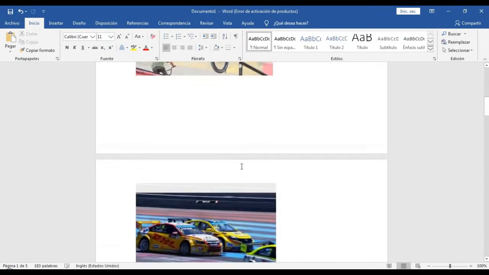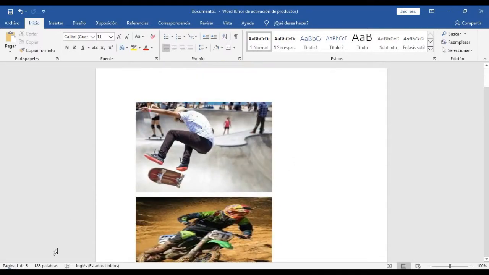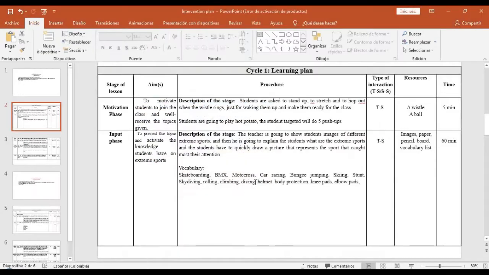These are not all the images, but these are the basic ones they're going to need in order to activate the knowledge. And these are going to be necessary for the activity. Some of the vocabulary is skateboarding, BMX, motocross, car racing, bungee jumping, skiing, stunts, skydiving, rolling, climbing, driving, helmet, body protection, knee pads, elbow pads, etc. This interaction is teacher-student because the teacher is going to be the one leading them. The resources needed are the images, paper, pencil, board, and the vocabulary list, of course.